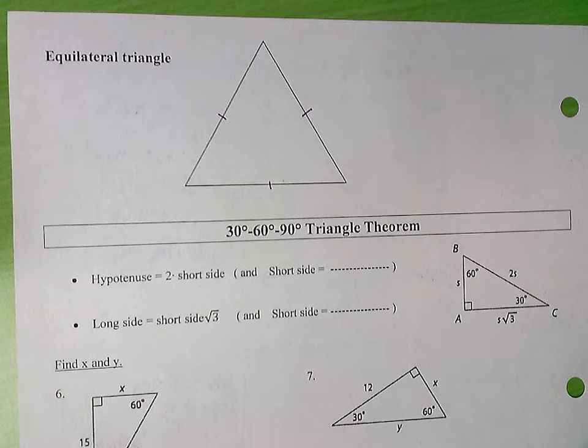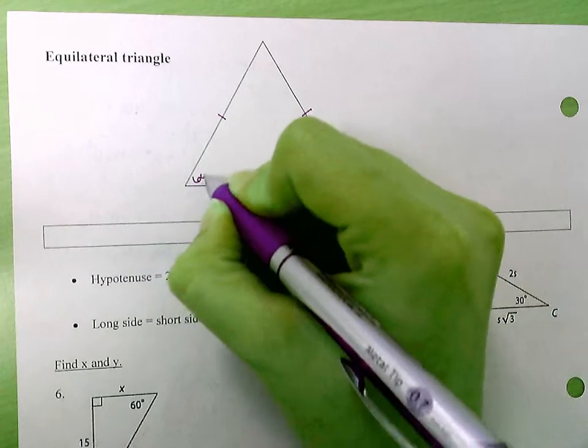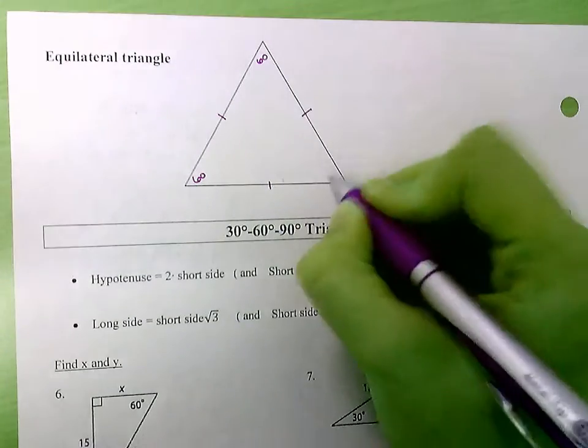Okay, so I'm going to label. Hey, we're quiet, please. So I'm going to label each side with that dash mark. Okay? That means all the sides are equal. Now in an equilateral triangle, all the angles are also equal. Okay? Those angle measures are each 60.